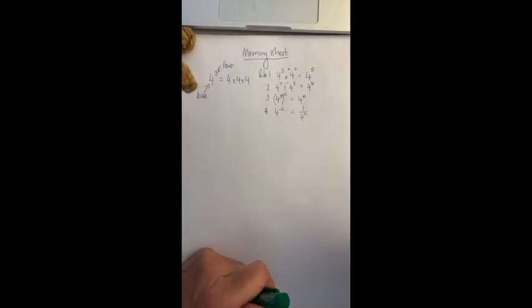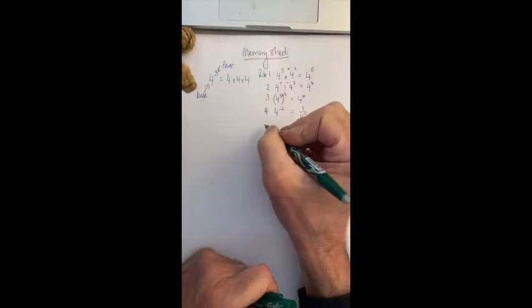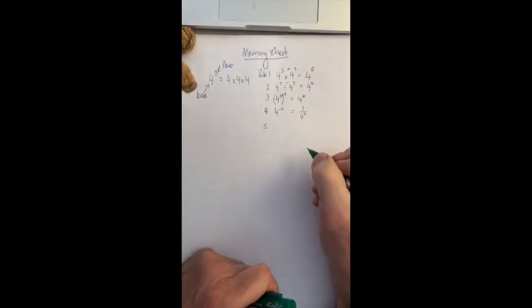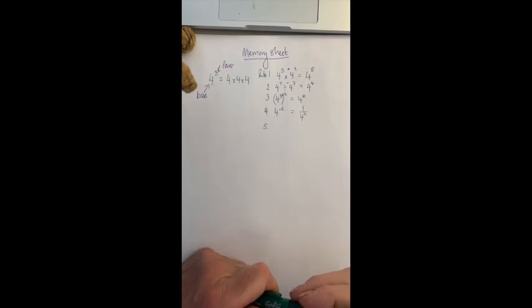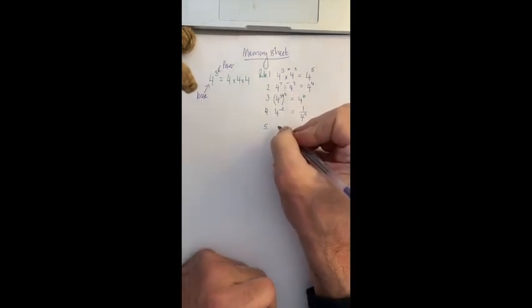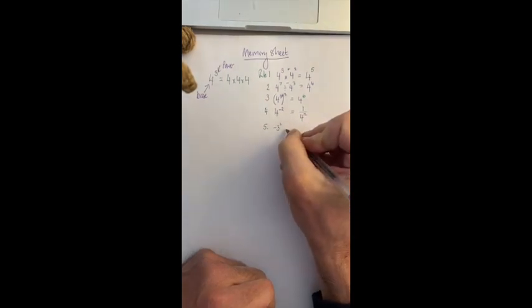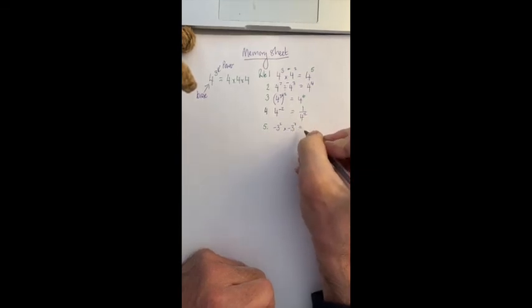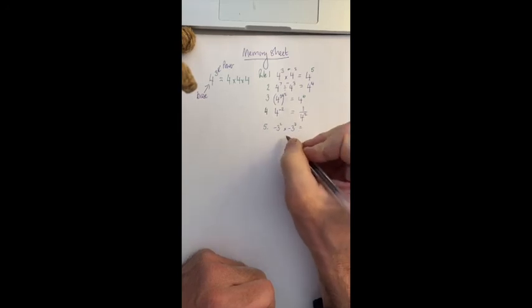And I need to know other sort of rules. What happens if I do this with negative numbers? And you have to be very careful with negative numbers. So for instance, if I did minus 3 squared times minus 3 to the 3. So we just have to be very, very careful what we're doing here, because this can be very tricky.